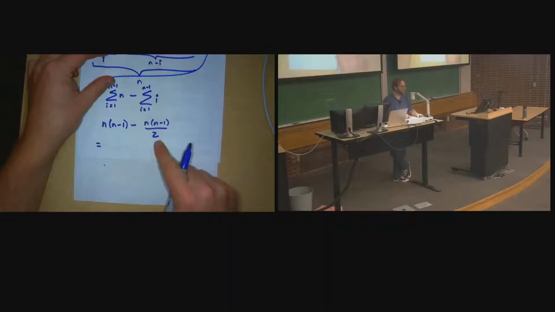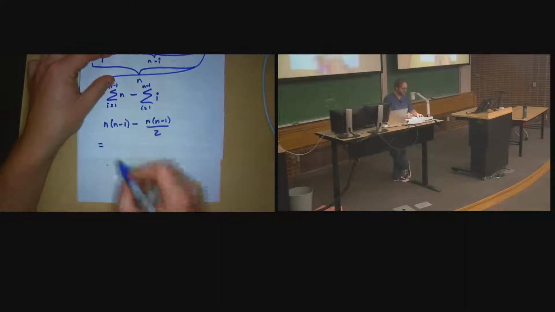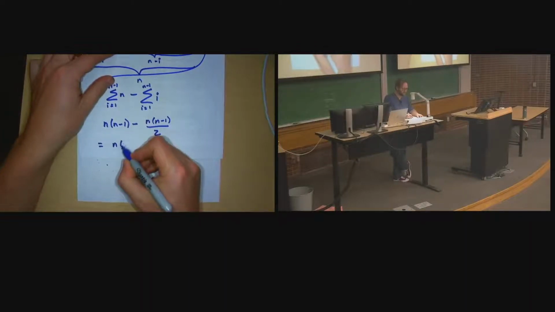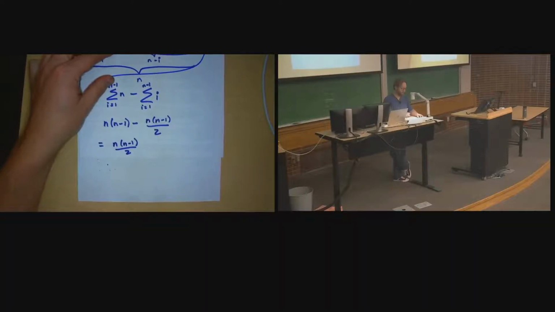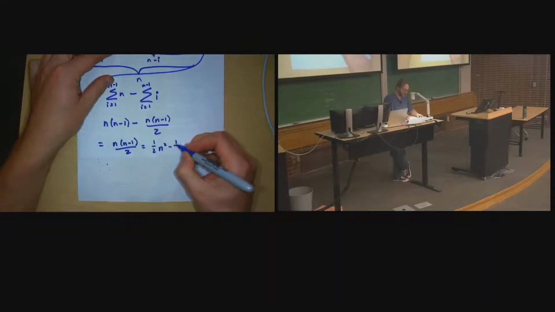That's really convenient because the second one is half the first. So when I subtract it and take its difference, this is simply n times n minus 1 all over 2. You can expand this out if you really want to: 1/2 n squared minus 1/2 n.